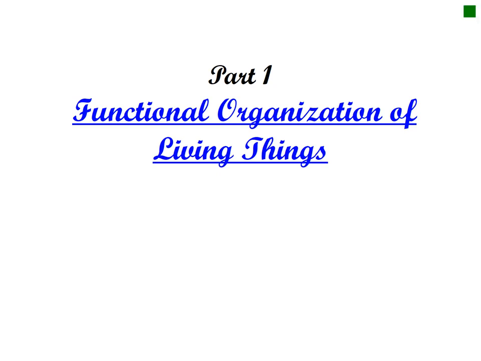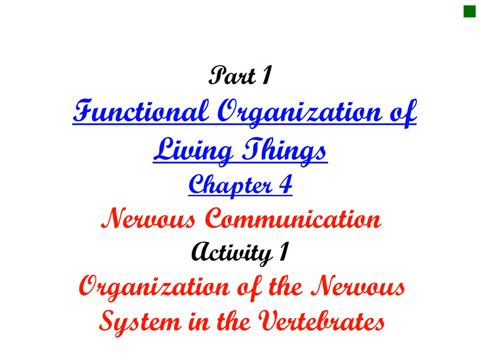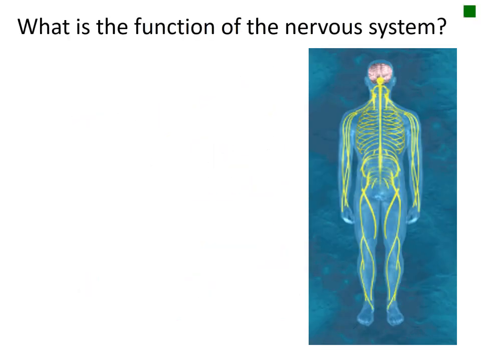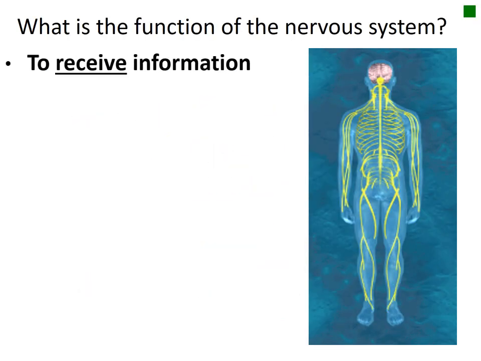Hello, grade 10 students. In this lecture, we're going to talk about the function and organization of living things, and to be more specific, we're going to talk about Chapter 4, Nervous Communication, Activity 1, Organization of the Nervous System in the Vertebrates. To start with, what is the function of the nervous system?